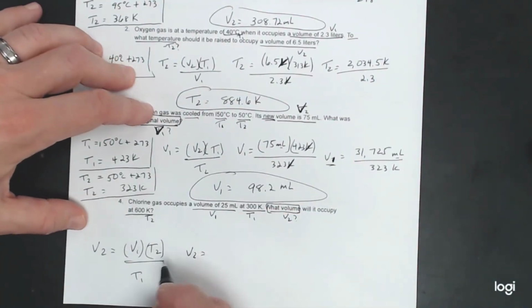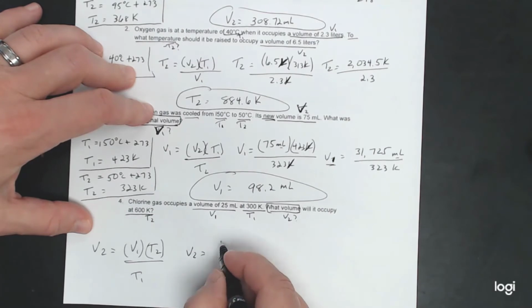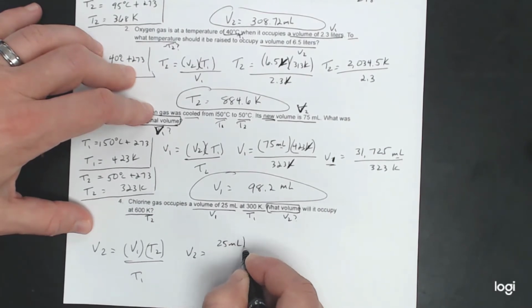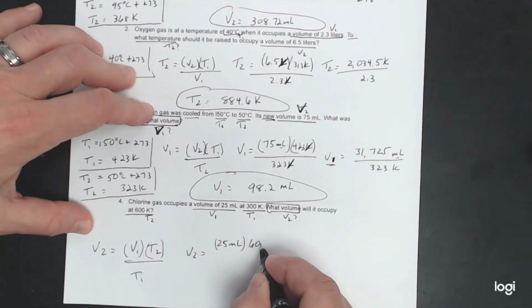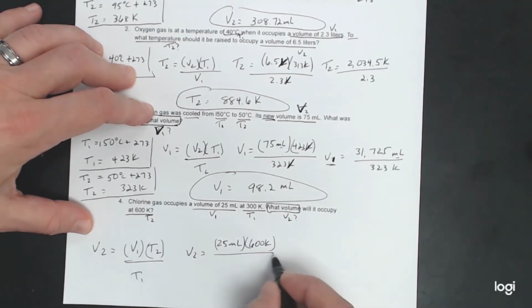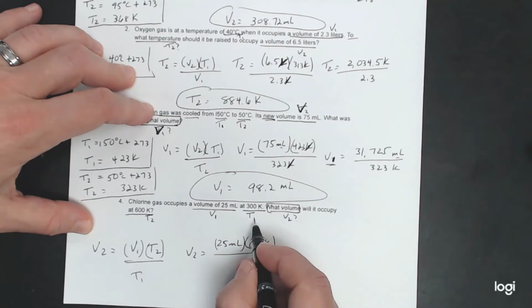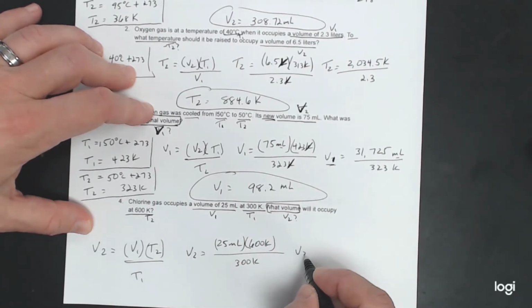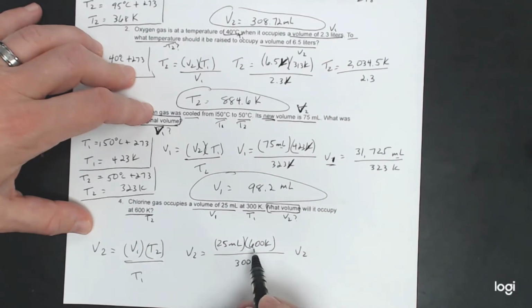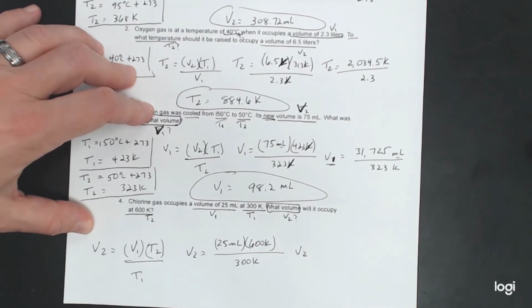Now we can go ahead and plug in what we had. So we determined that our V1 is this 25 milliliters. We determined that our T2 is 600K over T1, which we determined to be 300K. And because of our order of operations, we're going to do our multiplication on top first. So we're going to take 25 times 600, and that equals 15,000.